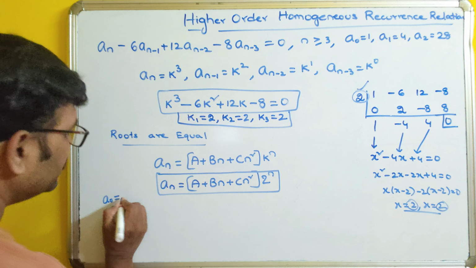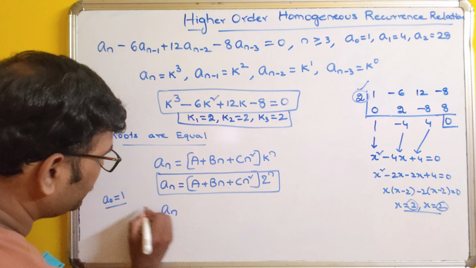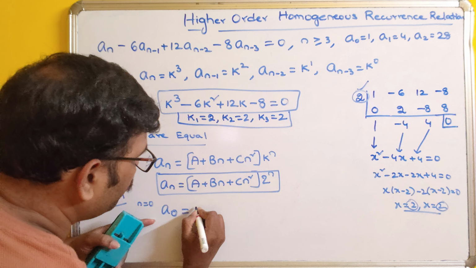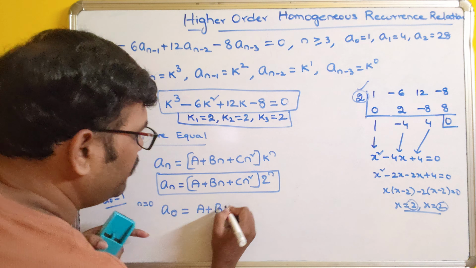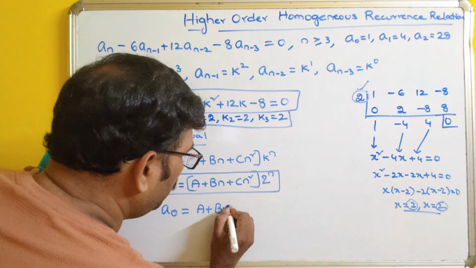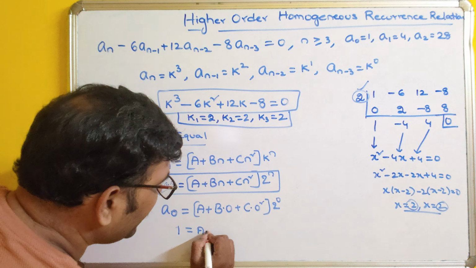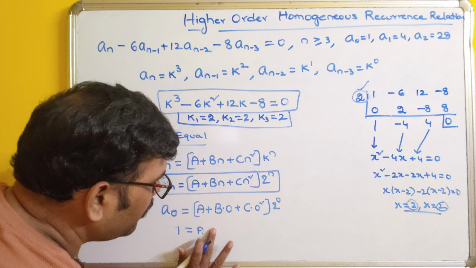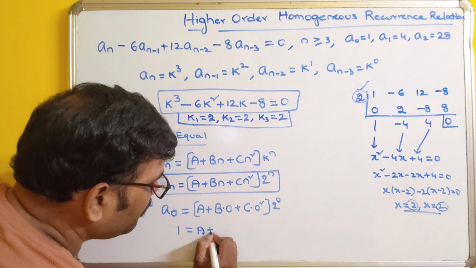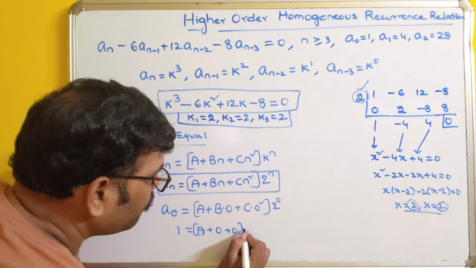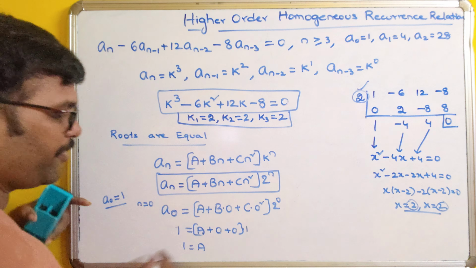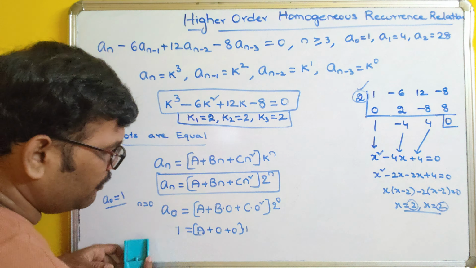Consider a0 is equal to 1. So replace n is equal to 0. a0 is equal to (a plus b into 0 plus c into 0 square) whole, into 2 power 0. So a0 value is 1. 1 is equal to a plus 0 plus 0, into 1. So 1 is equal to a. Obviously we can say a is equal to 1. So we had one constant, 1.